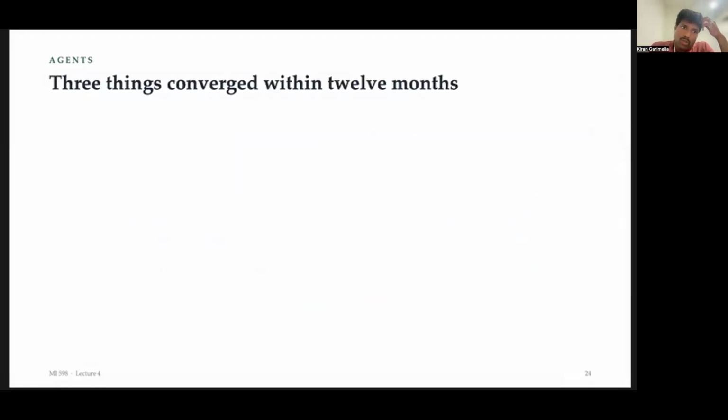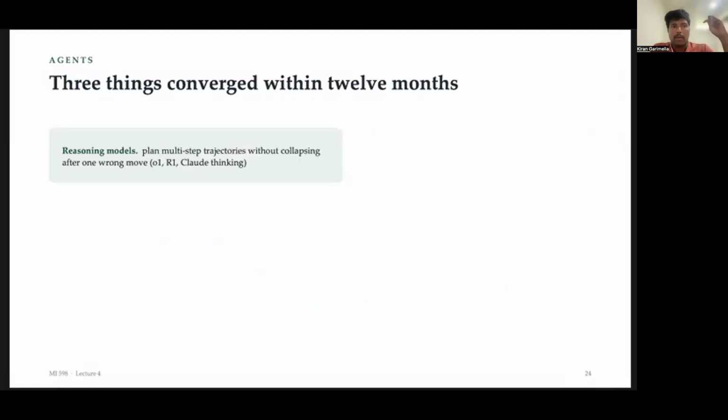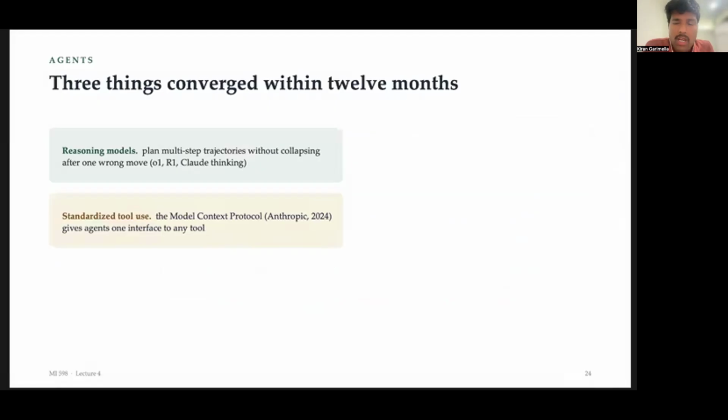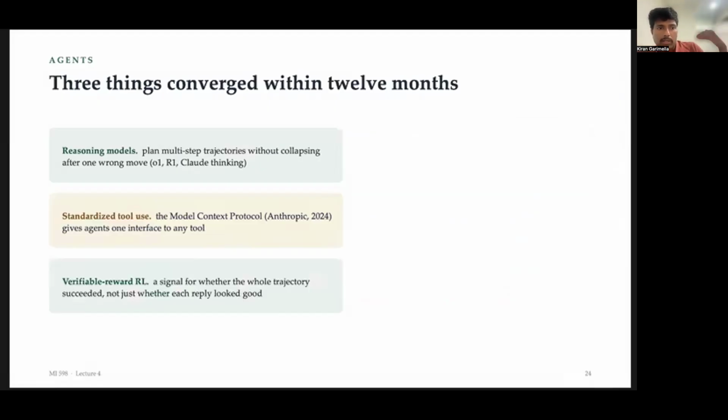And so three things have converged over the last 12 months or so to have the current breakthroughs of AI models. One is reasoning models to plan multi-step trajectories without collapsing after one wrong move. Standardized tool use. There's these concepts called MCPs, which enable the models to use various types of tools. MCP is nothing but a formalized way of telling the model to use a certain type of tool. And verifiable reward RL.